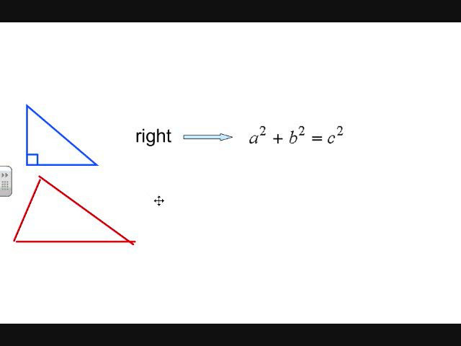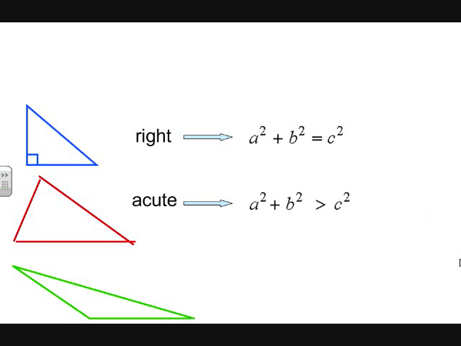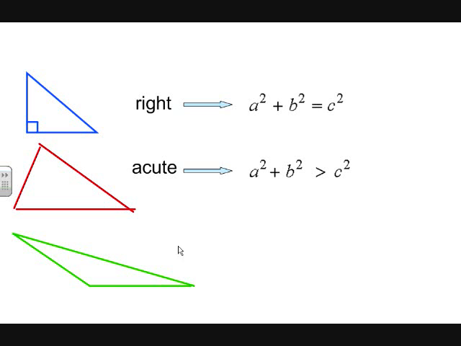So again, let's take a look at that one more time. We're talking about a right triangle, where the theorem applies as a squared plus b squared equals c squared. When we take a look at an acute triangle, the sum of the legs, once they're each squared and added together, will be larger than the square on the hypotenuse side. With an obtuse triangle, the sum of the legs once they are squared and added together will be smaller than the hypotenuse.